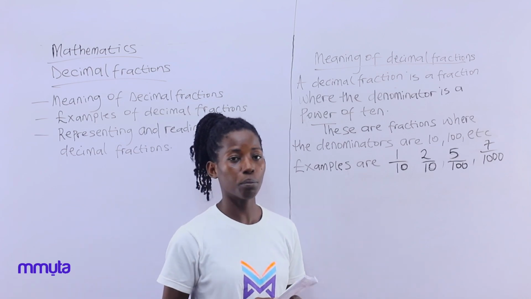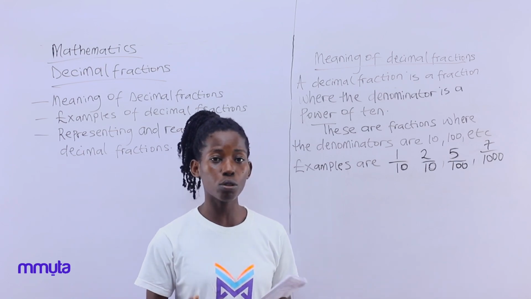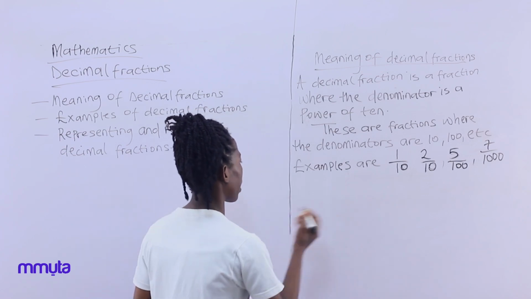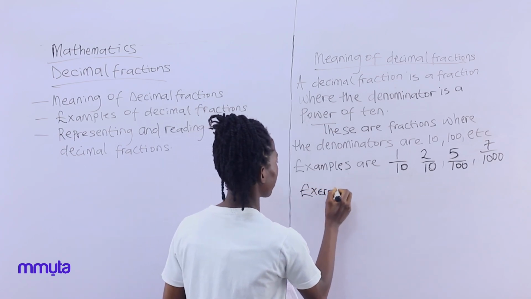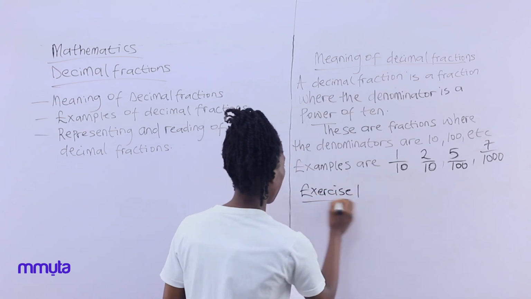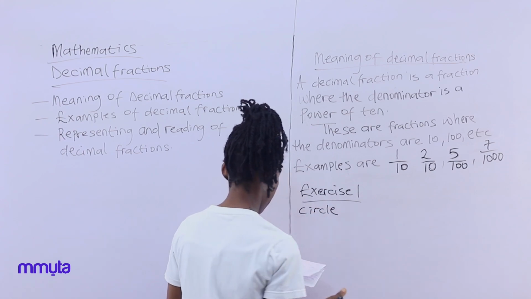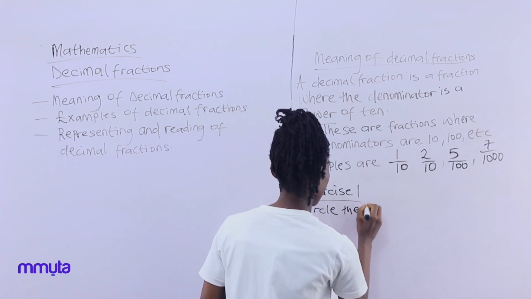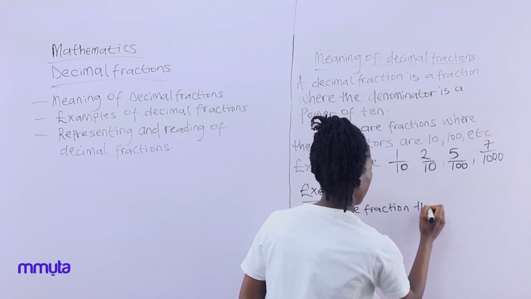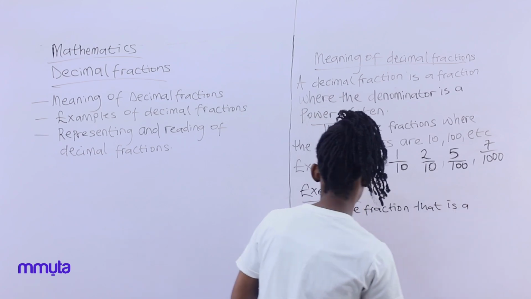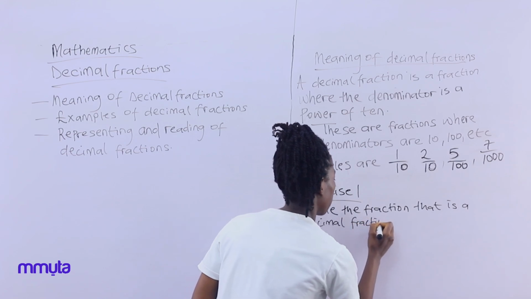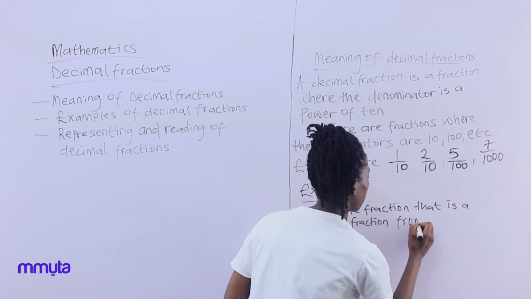So we're going to do other examples. I'm going to write a list of fractions, and I want you to tick out the number that is the decimal fraction in it. So for this exercise, we're going to take exercise 1. In exercise 1, the question is: circle the fraction that is a decimal fraction from the list below.